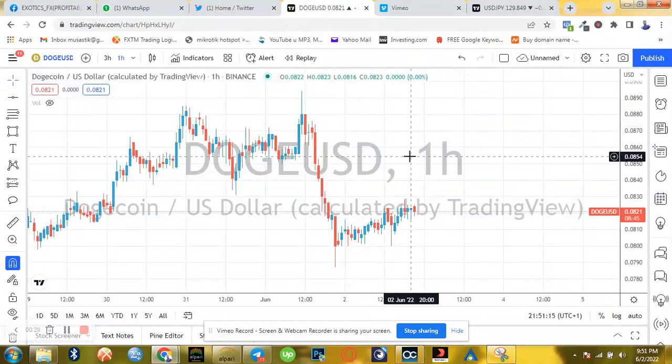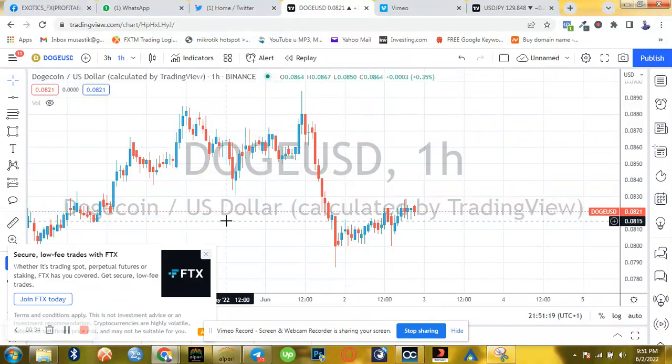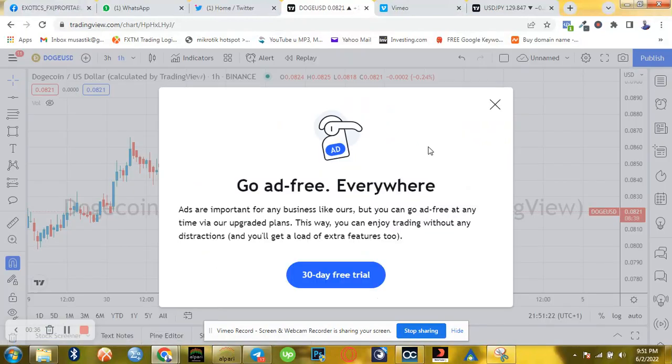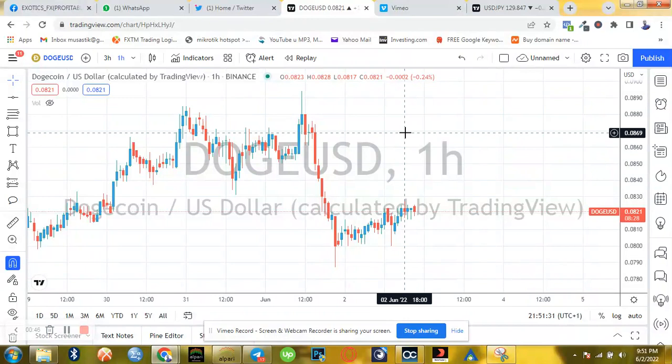What is a flag? A flag is a chart pattern that forms after an impulsive move has occurred over a particular period of time. So, what are the components of a flag? A flag consists of a flagpole, a flag itself, and the continuation, or another impulsive move.